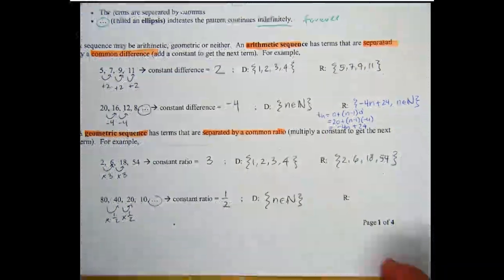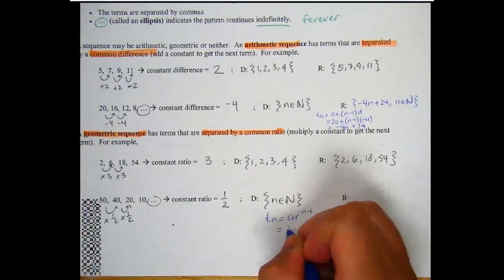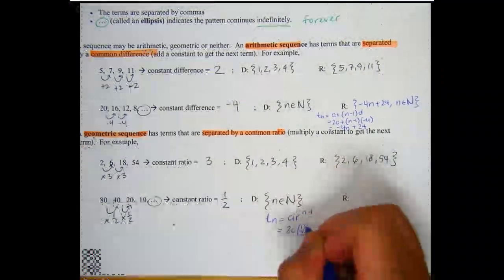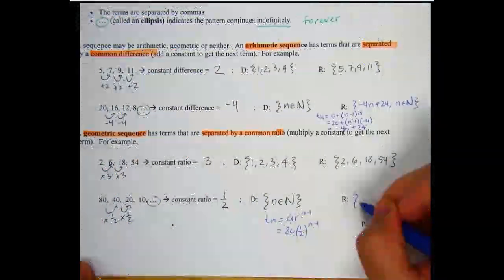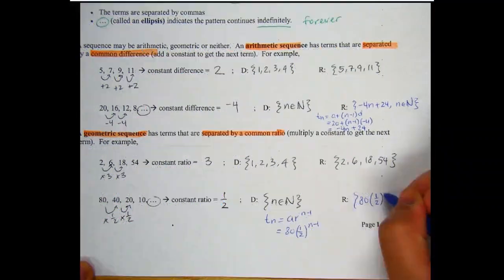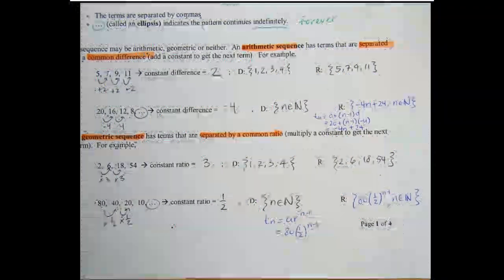All right, and complete the same thing for the geometric sequence here, 80, 40, 20, 10. So Tn equals A R to the power of n minus 1. The first term is 80. The ratio is half, to the power of n minus 1. That's really all you need to do for this example. So you can just plug that in for the range. And again, write that n has to belong to the set of natural numbers. And you're done. So turn back to page 4.